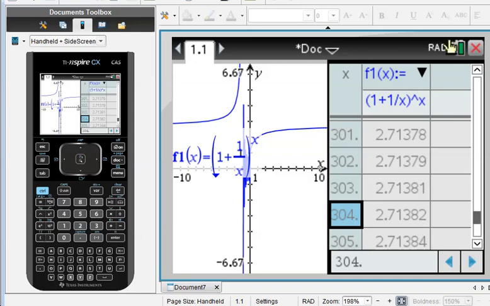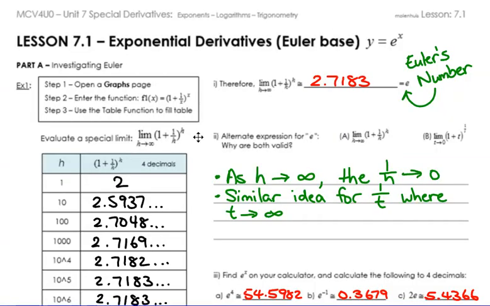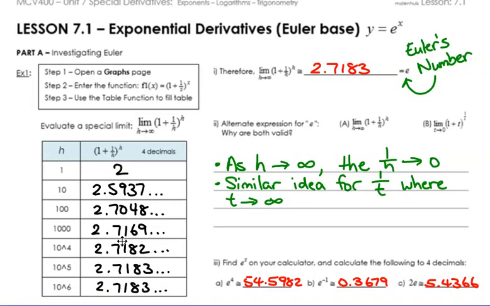And after a while of doing this, as you get larger and larger x values, you're going to notice that you get closer and closer to Euler's number. And that's how it was discovered that this number does continue going on forever, but it looks like for this specific equation, as h approaches infinity, you're going to get closer and closer to 2.7183.